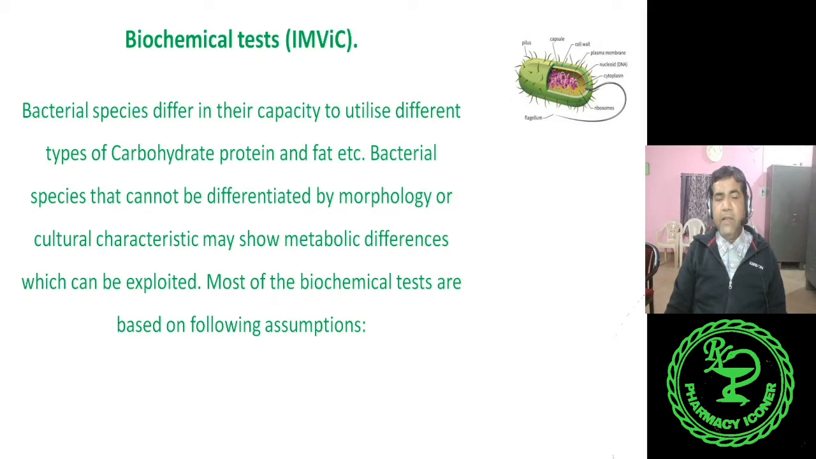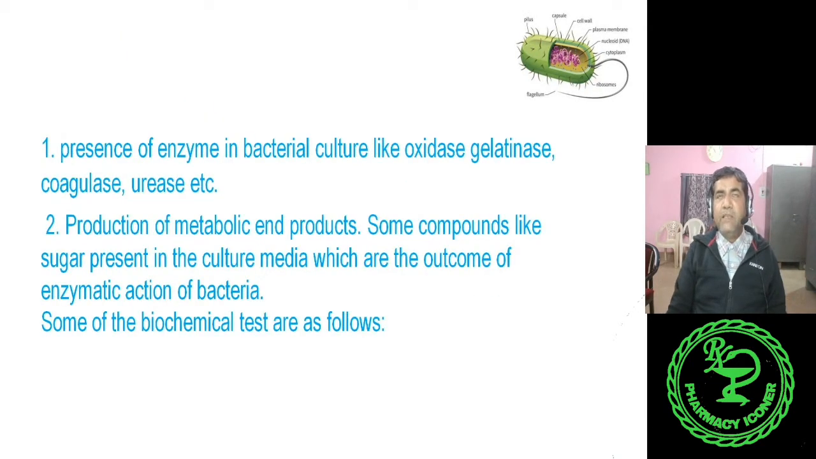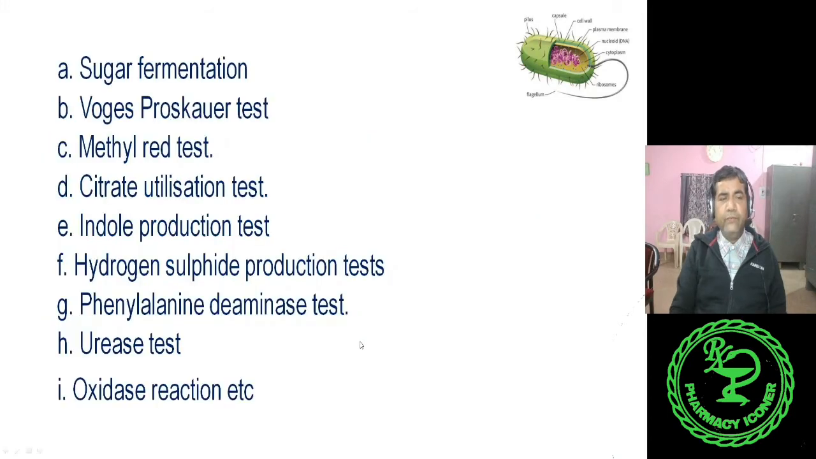which can be exploited. Most of the biochemical tests are based on the following assumption: the presence of specific enzymes like oxidase, gelatinase, coagulase, urease, etc., and production of metabolic end products. So, on the basis of these two assumptions, there are several biochemical tests. Some of the biochemical tests are as follows. There are numerous; I have only mentioned a few.